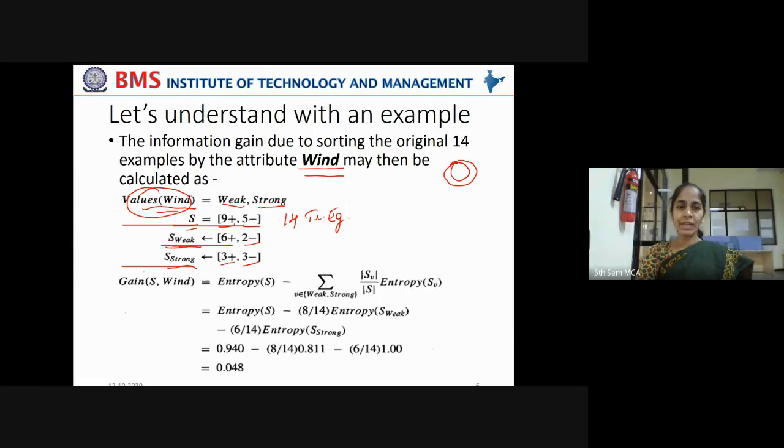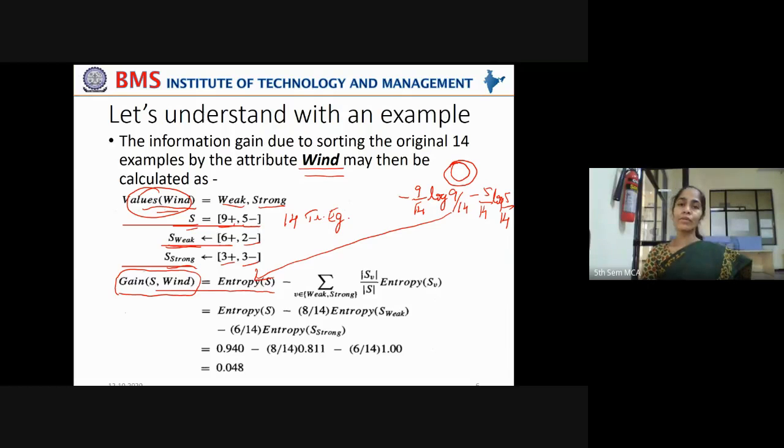Now let us see how information gain is calculated. First, we are calculating the information gain for wind attribute, right? How do you calculate the information gain? The entropy of total number of examples. Total number of examples are 9 positive examples and 5 negative examples. How do you calculate the entropy? Minus 9 by 14 log 9 by 14 minus 5 by 14 log 5 by 14. This will give you entropy of the entire set of training examples. Got it? Now, what is your next step?